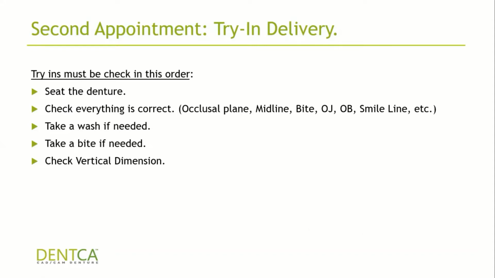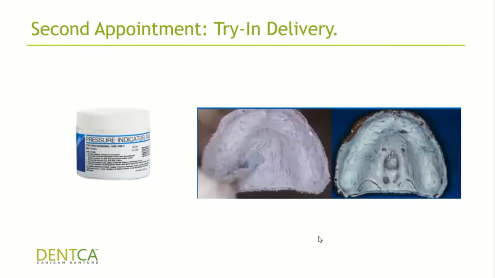So many people ask me, well, how do I check them? What's the order? So the order would be first to see the denture. What we're going to be doing first is applying pressure indicating paste, and then we're going to be seating the denture just like any conventional denture. Our trines used to be white before, now we changed them to a cream color, so you can see the difference between the pressure indicating paste and the actual trine.